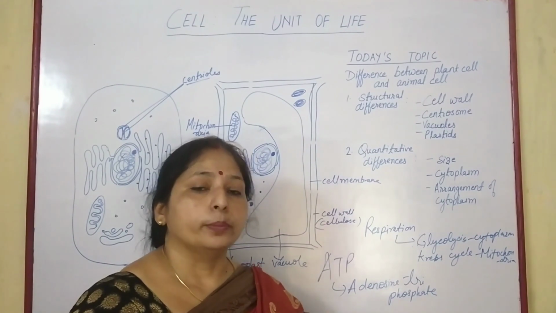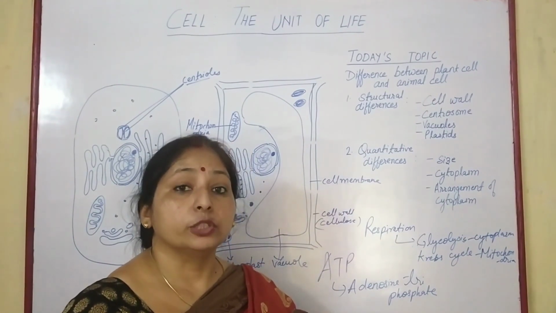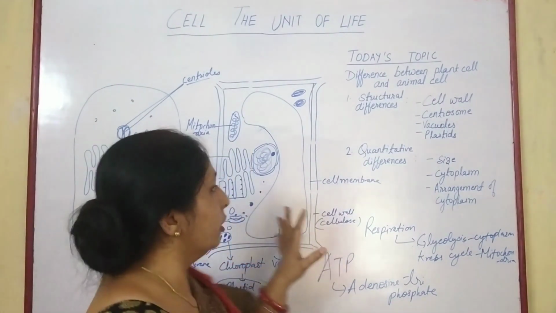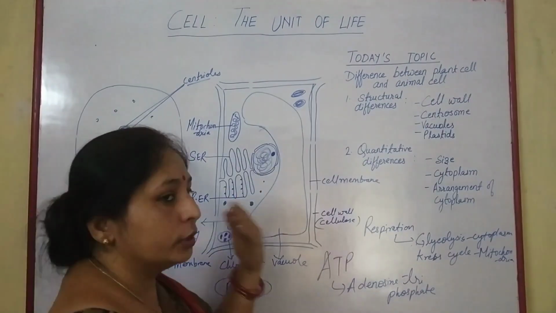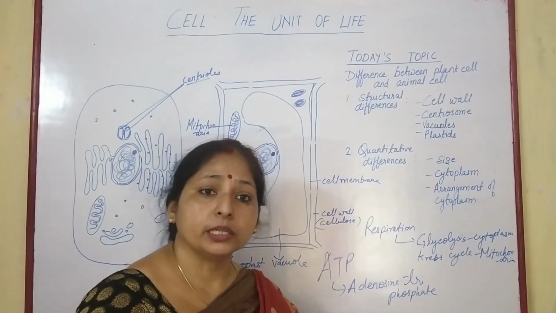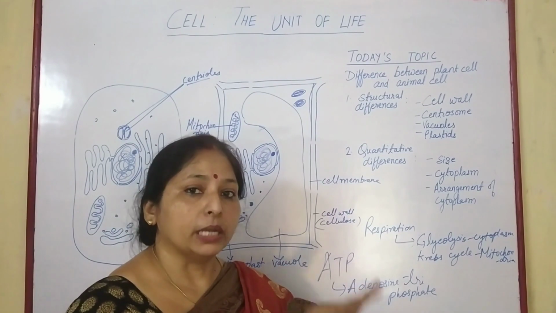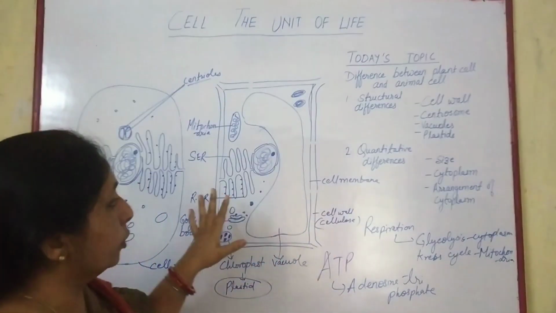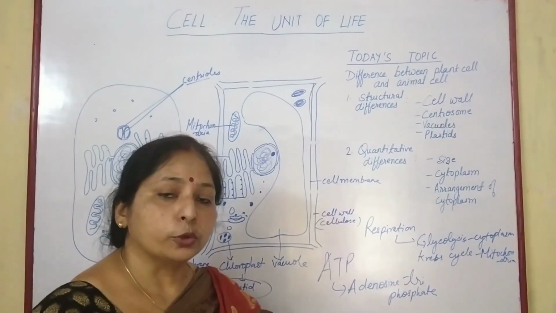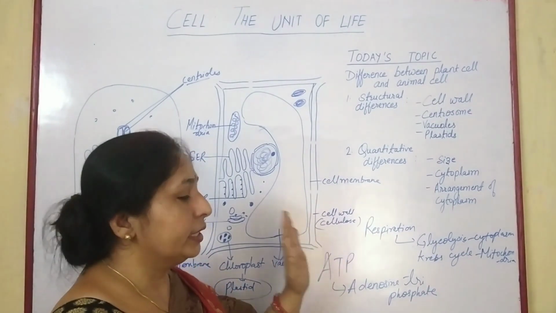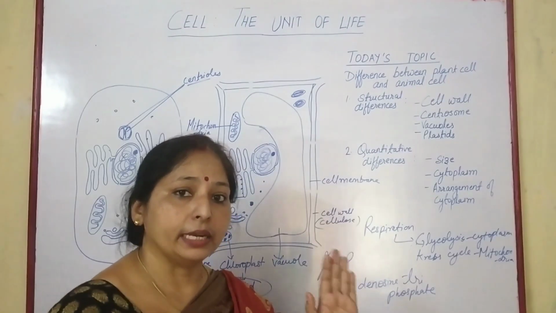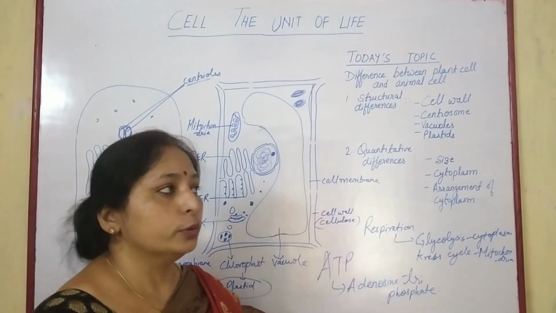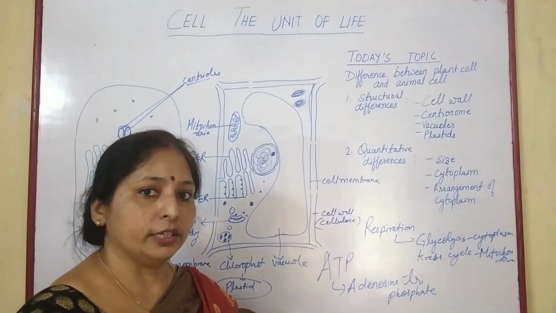In the next class, we'll discuss the cell organelles and their functions: nucleus, mitochondria, endoplasmic reticulum. What is their role in the cell? This is an important question from this chapter: the difference between plant cell and animal cell. Basically, we are learning the differences.